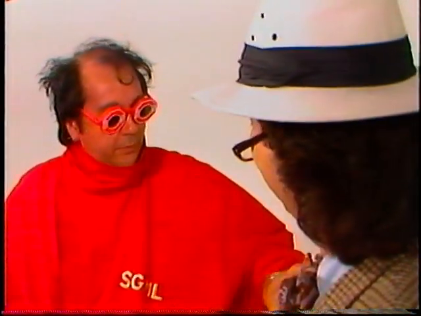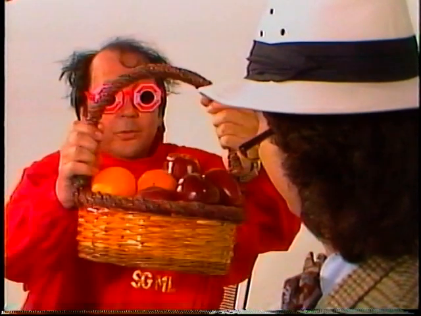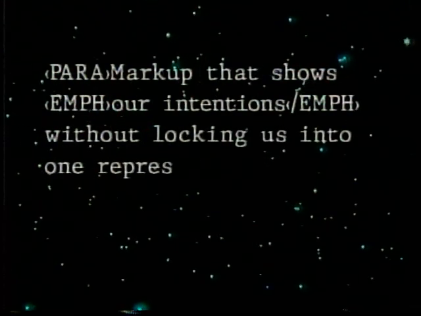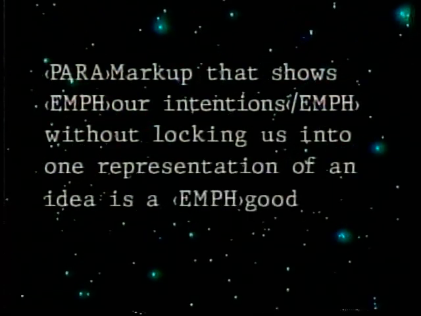No, and ask questions. I think what we need is a way of storing information so that when we print the book, it actually looks like a book. And when we put it in the computer and bring it back on the screen, it looks okay there, too. Well, what's the big deal? Use SGML. Markup that shows our intentions without locking us into one representation of an idea is a good thing.